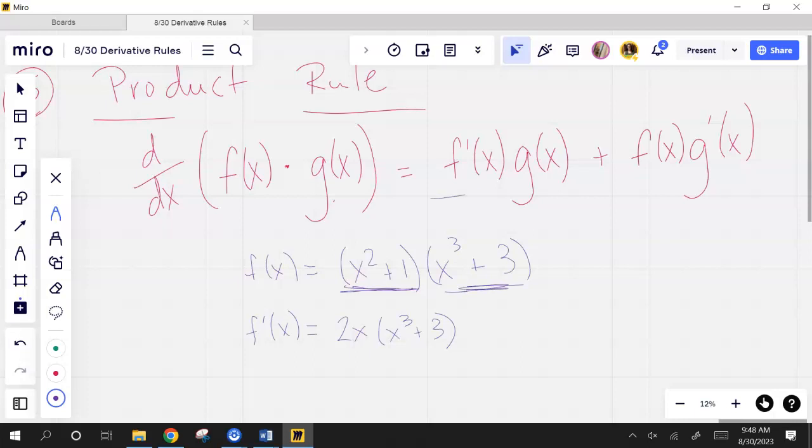And you keep it the same. It's the derivative of the first times the second, plus, now keep the first the same, x squared plus 1, but take the derivative of the second. You could simplify if it asked you to, depending on what they ask you for. Unless they ask you for a simplified version, we don't simplify unless we have to in here.